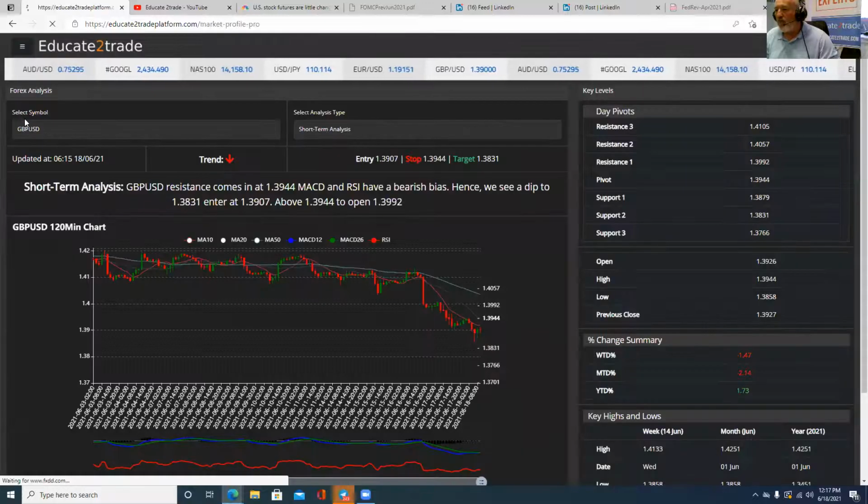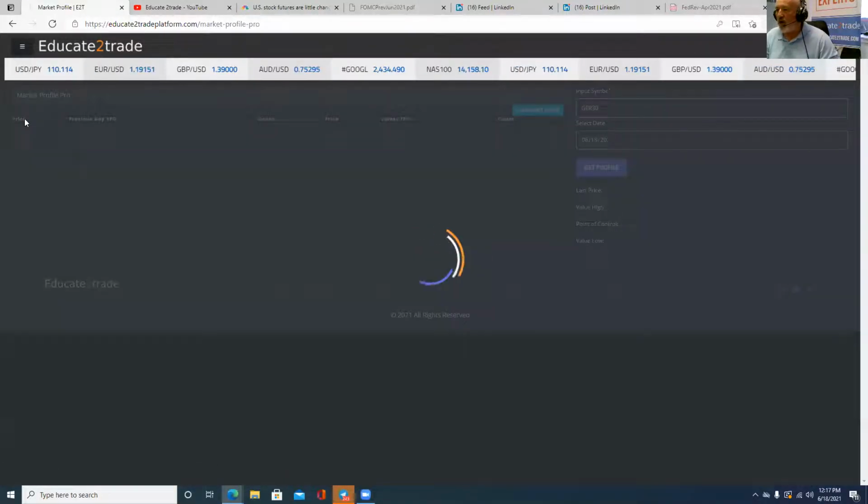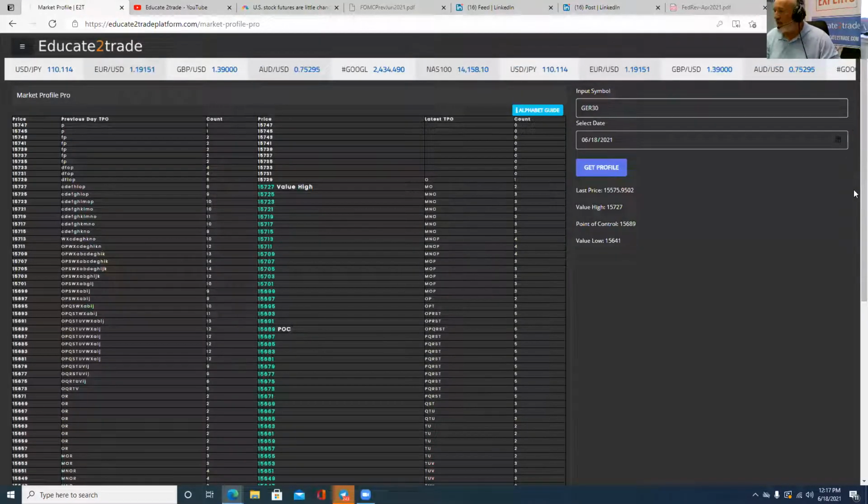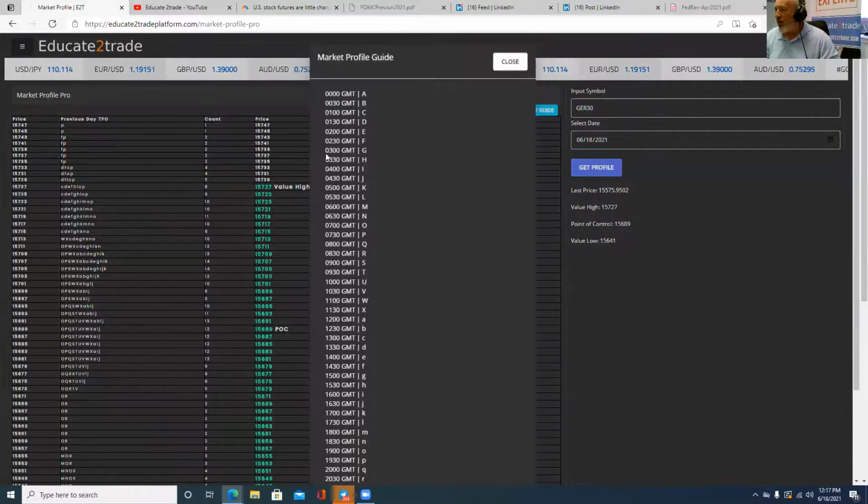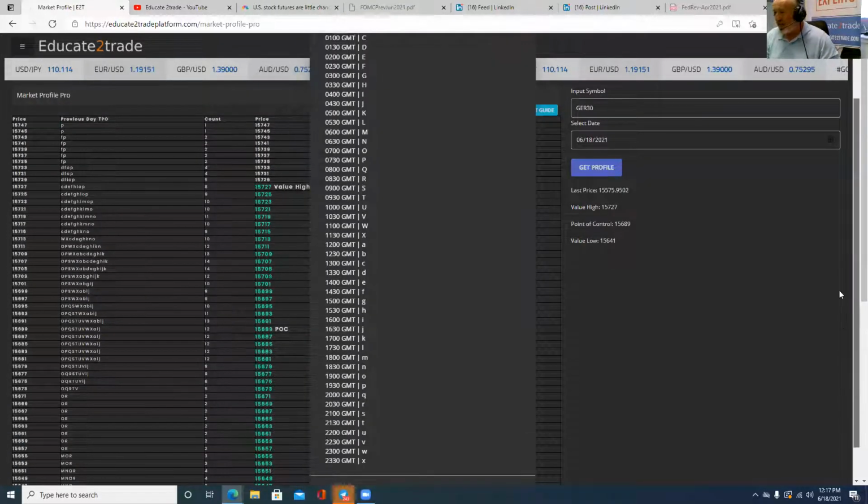Now, market profile. We do love a market profile in the system. It gives you an alphabet guide. All the letters go to a time print. We can see in here from midnight down to later in the evening. Each letter is a time print.